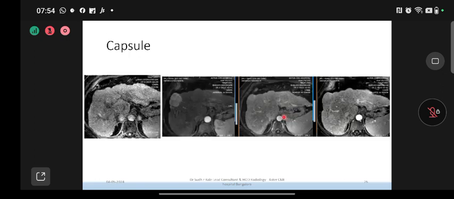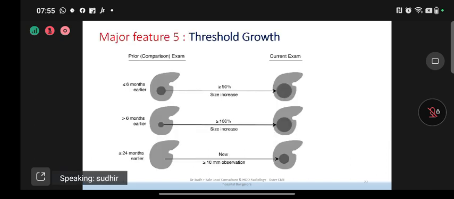So coming to this particular set of images, where the plain scan is normal, it is hyper-enhancing. Now here this is the washout phase, washout of a lesion. This is the capsule of a lesion. We'll have interactive cases at the end where we will try to see all these cases, and you will all be able to do LI-RADS on your own.